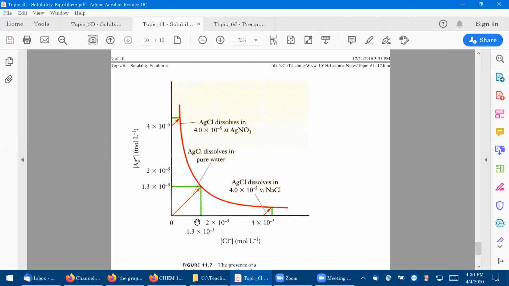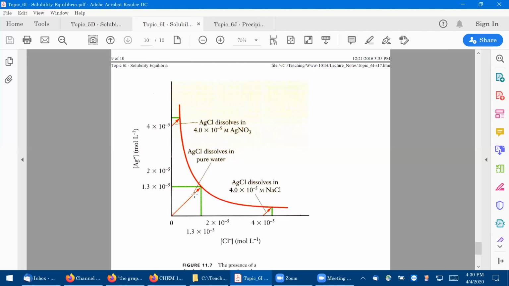The concentration of silver ions in solution is 1.3 times 10 to the minus 5, which is the length of this green line. It's qualitatively representing it that way. And the concentration of chloride ions has to be the same, 1.3 times 10 to the minus 5, and that's this line right here. And so at this point right here, this would represent the concentrations of silver and chloride ions, which are equal to each other, in being dissolved in pure water.